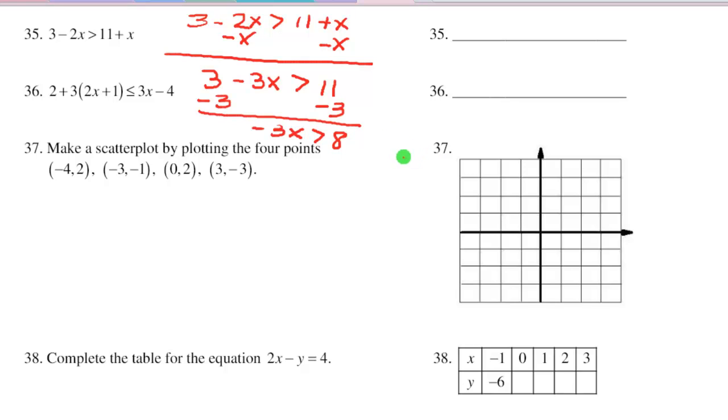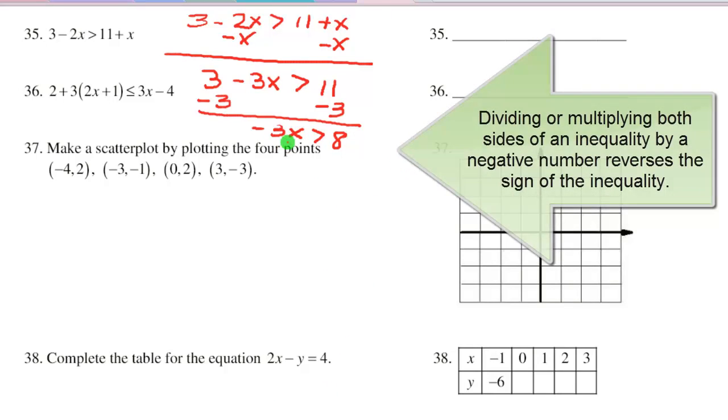And now to get that x isolated on the left, we're going to have to divide both sides by a negative 3. But remember that with an inequality, when you divide or multiply both sides by a negative number, you have to reverse the sign. So we're going to reverse this sign. So we get x is less than negative 8 over 3, which is a fraction.